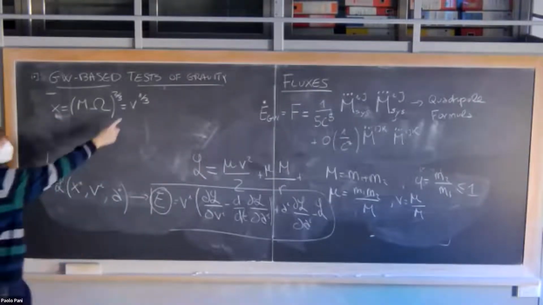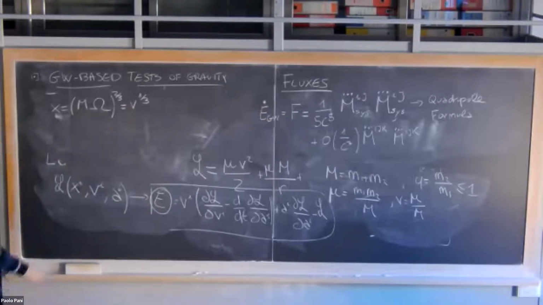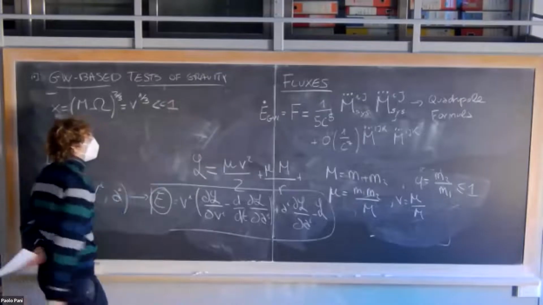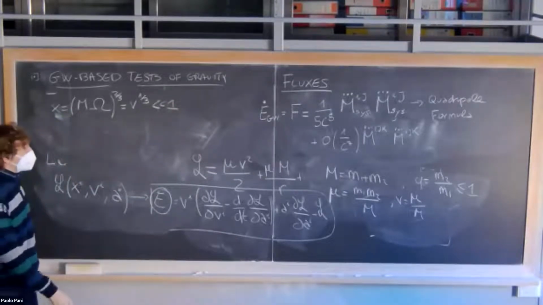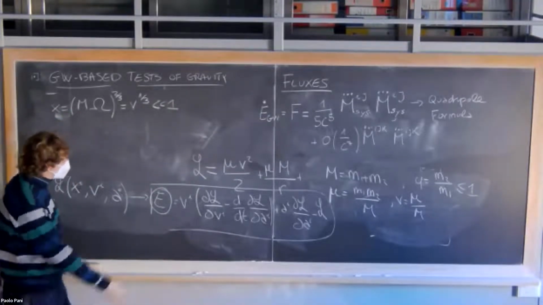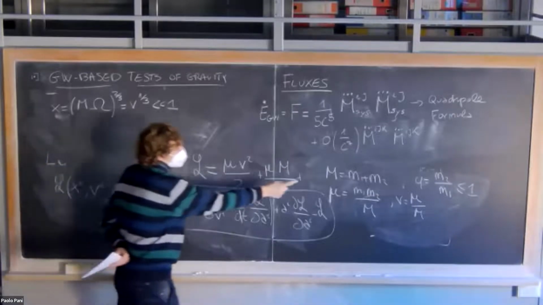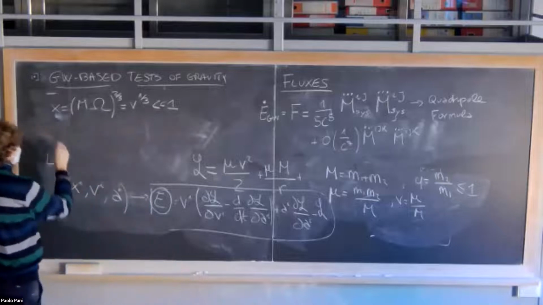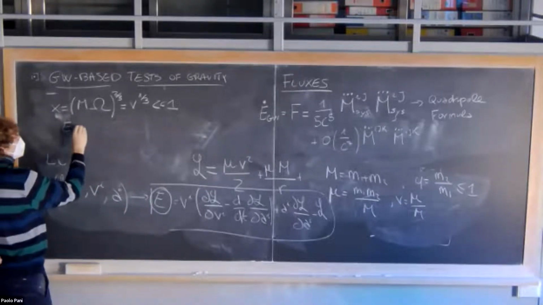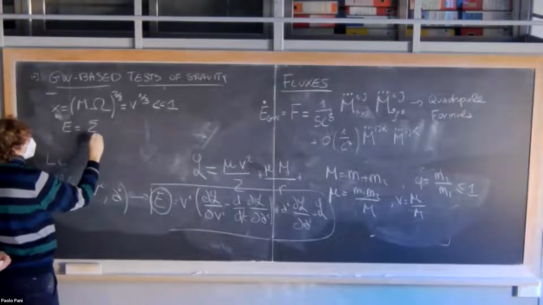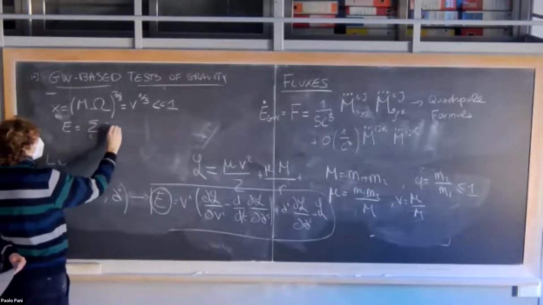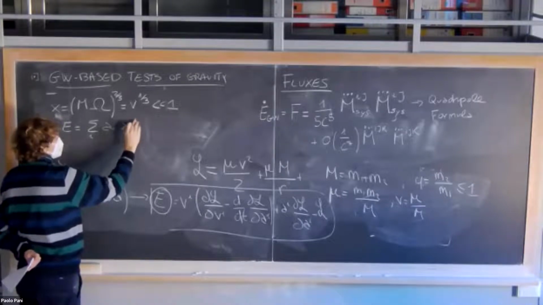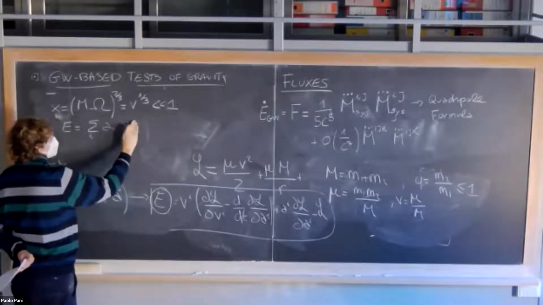This is the orbital velocity, this is the angular velocity. And this quantity x must be much smaller than unity in order for post-Newtonian theory to apply. So if I take this Lagrangian and I start adding post-Newtonian terms, and I do the same for the flux, it turns out that the energy is essentially, schematically, a series with some coefficients depending on this x to some power. Let me call it n.